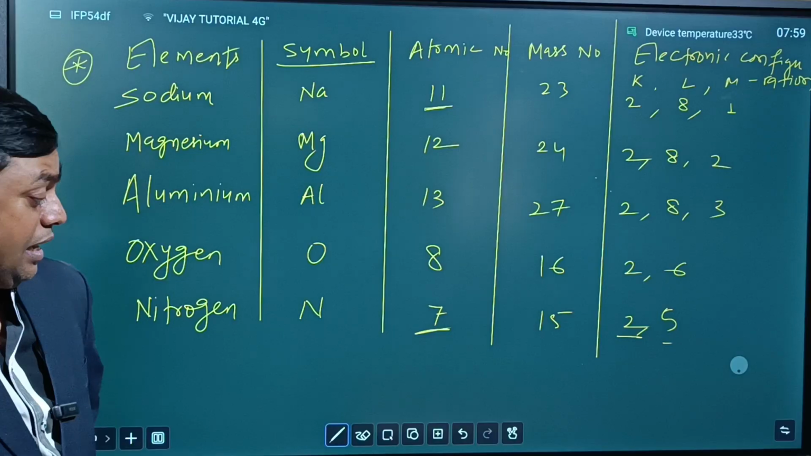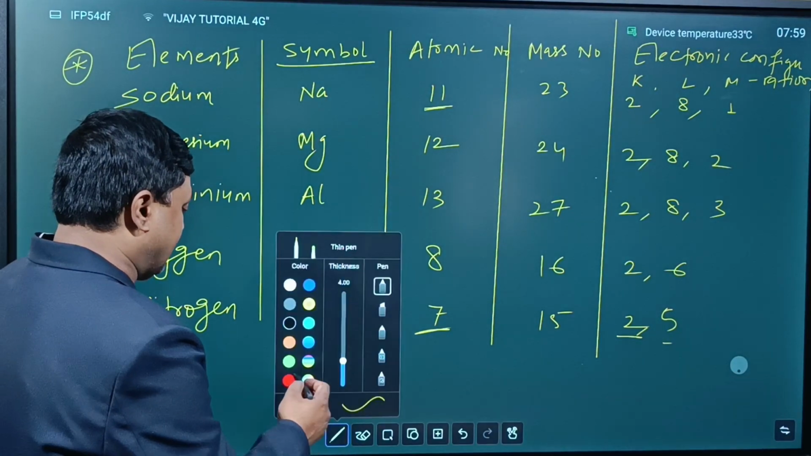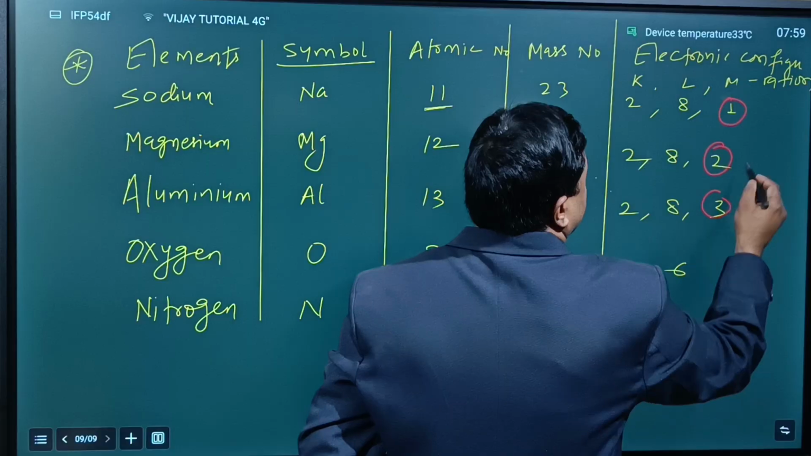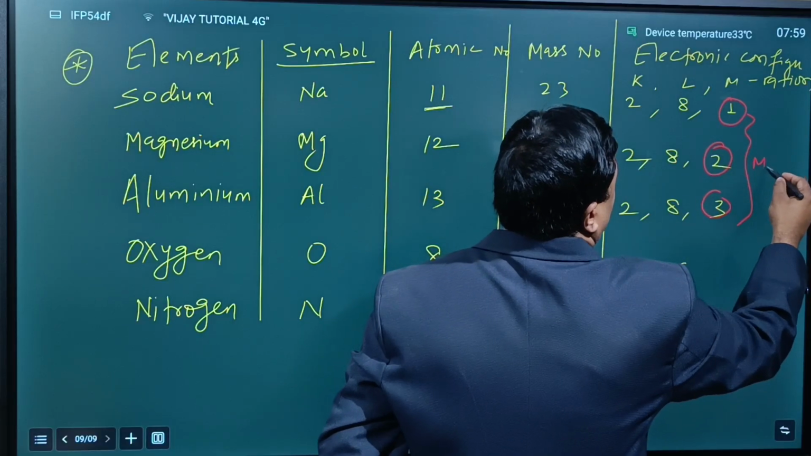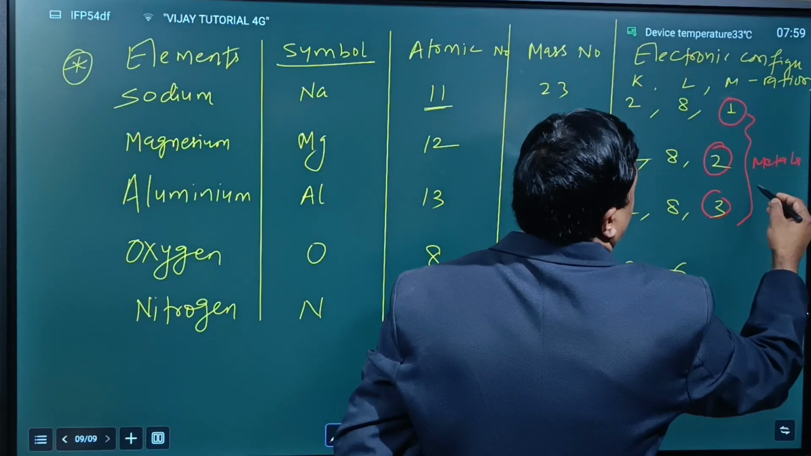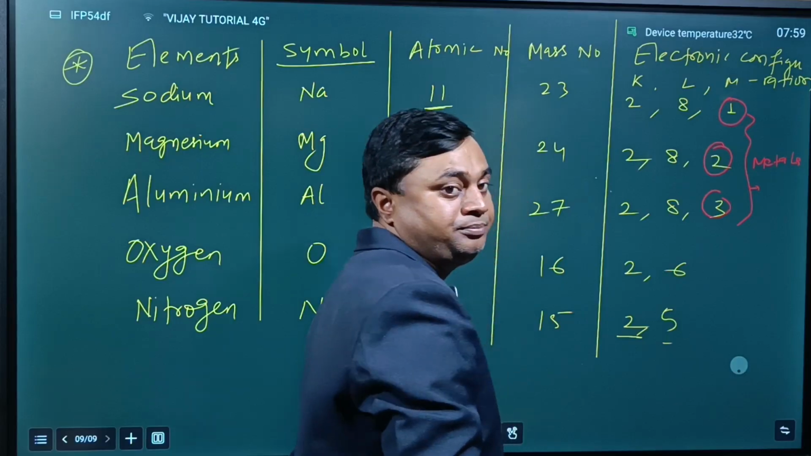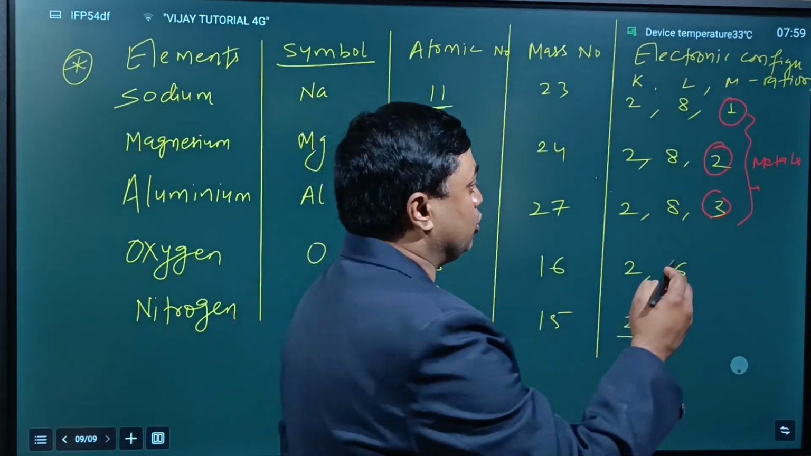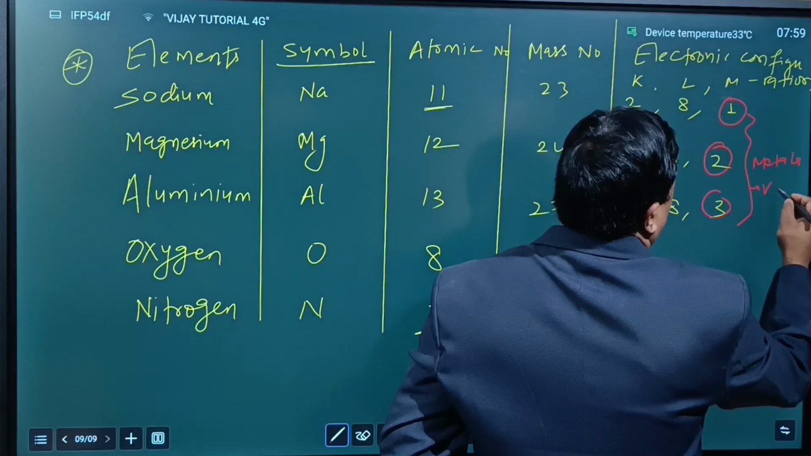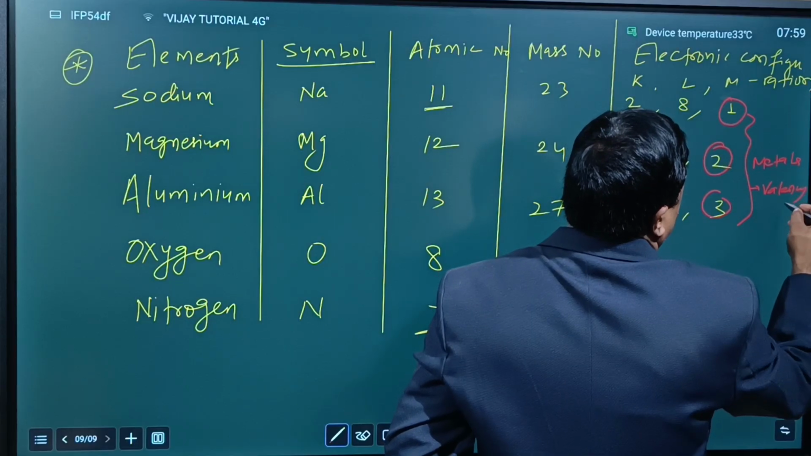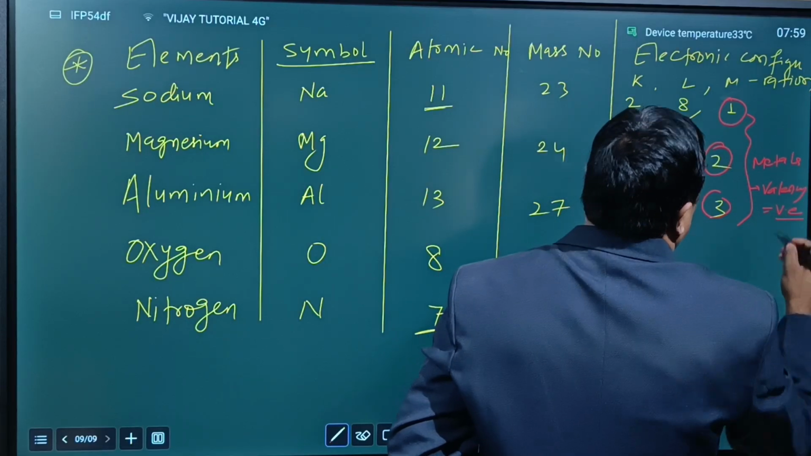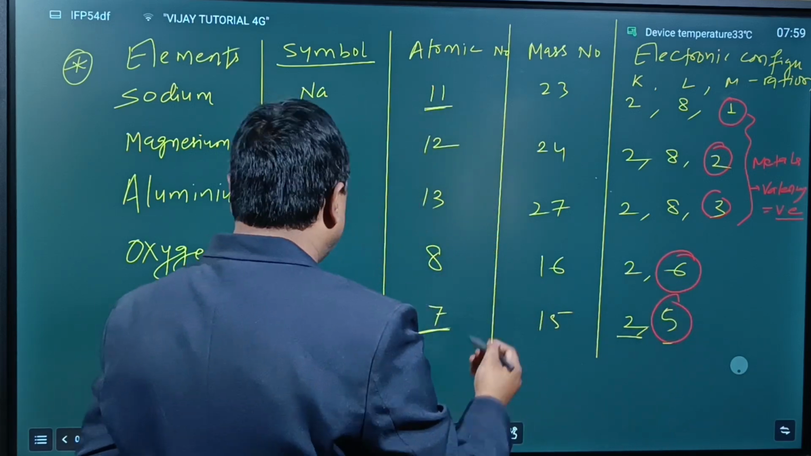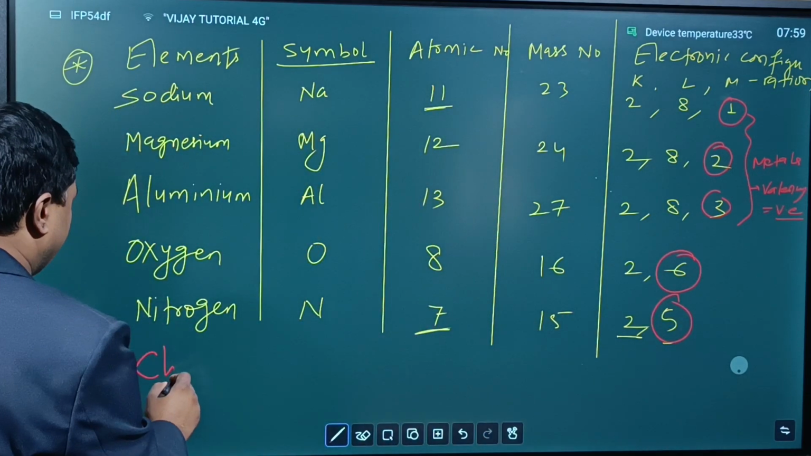Remember one thing, if the valence electrons of the atom are generally 1, 2 or 3, it belongs to metals, and their valencies are also the same. The last shell electron is called what? Valence electron. So their valency is equal to the valence electron. If the valence electron is 5, 6, let's take one more example, chlorine, or 7, chlorine.